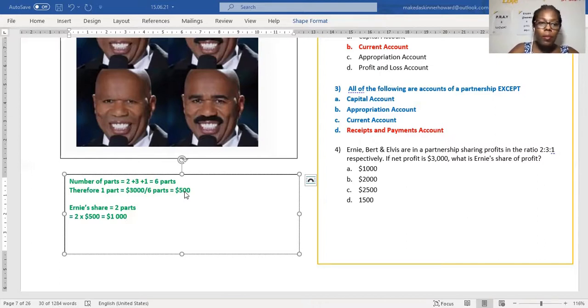Once you know how much is one part, you could go either way. You could find for anybody, but they asked us to find for Ernie. So Ernie's share is equivalent to 2 parts. All right, so our answer would be A.